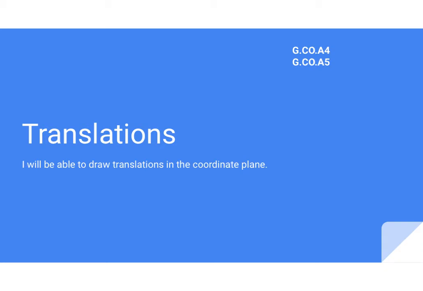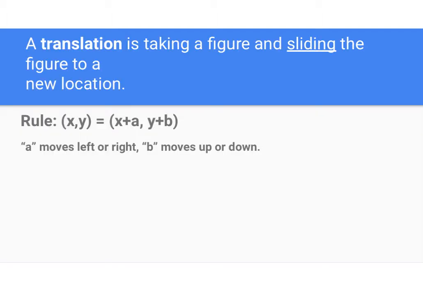Translations. After watching this video, I will be able to draw translations in the coordinate plane. So what is a translation? A translation is a type of transformation that we would do to a figure, and it's basically taking that shape or image and sliding the figure or image to a new location.